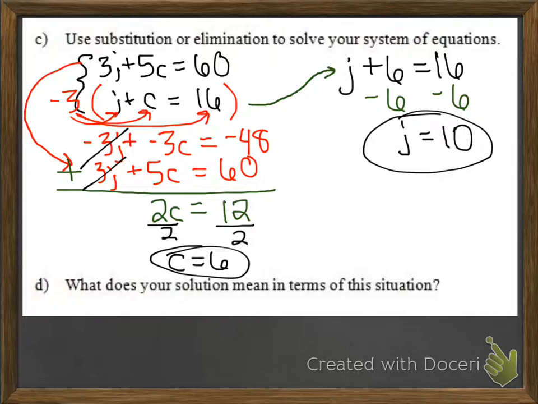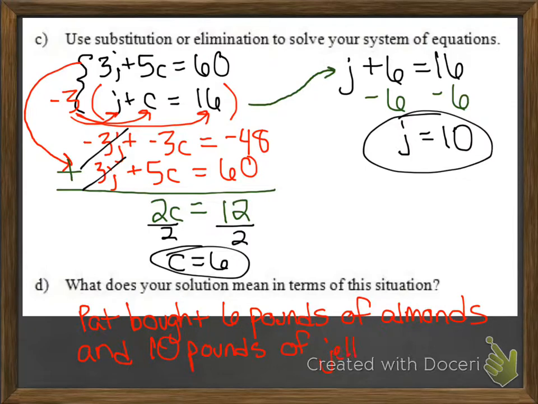For part D, we need to interpret that solution. So what do the 6 and 10 actually represent? So Pat bought 6 pounds of almonds and 10 pounds of jelly beans. That's what that tells us.